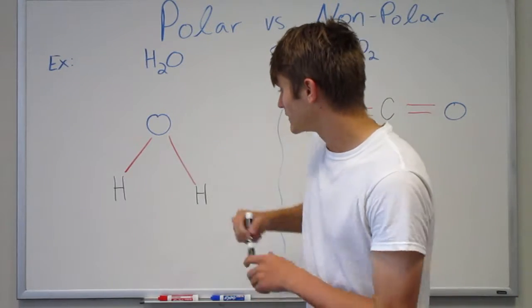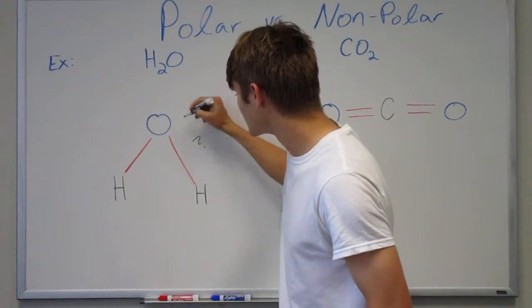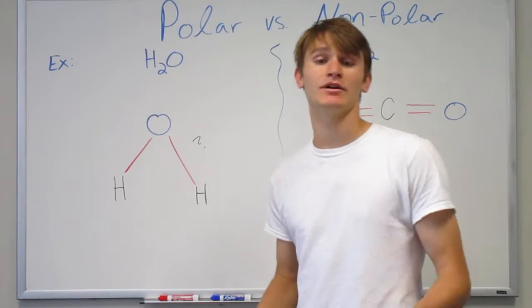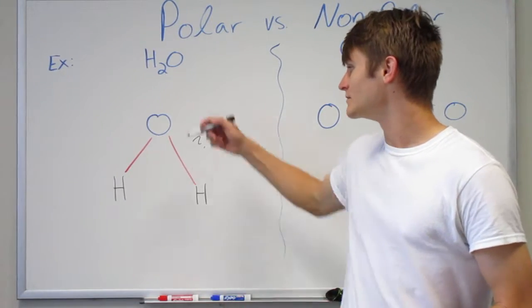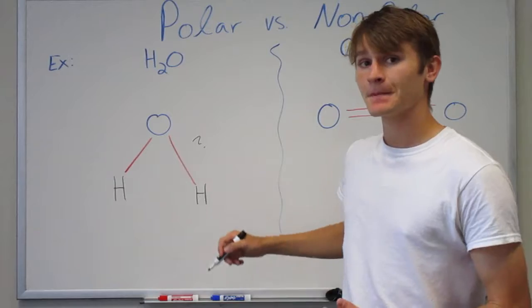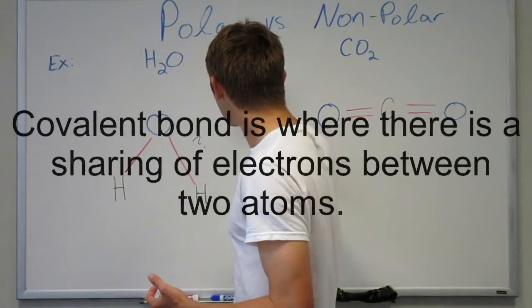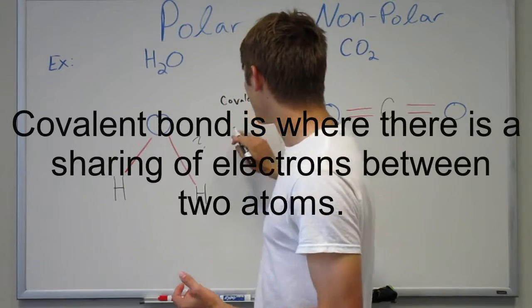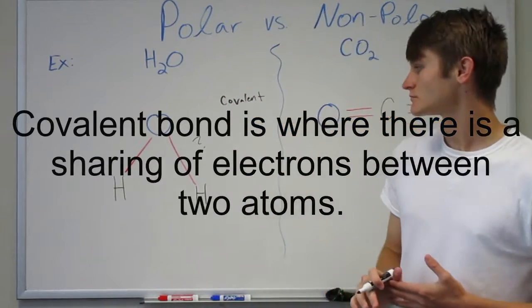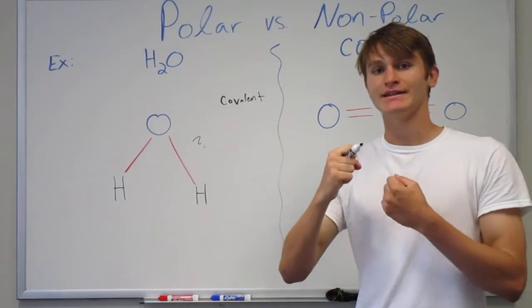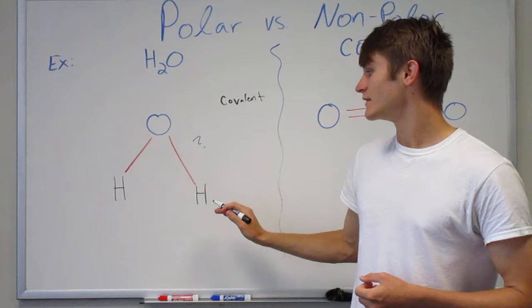Let me talk about this first. So what bond is right here? We're going to talk about the bond between the oxygen and hydrogen. Is it a hydrogen bond? Is it an ionic bond? Is it a covalent bond? What bond is between the oxygen and hydrogen? Well, it is a covalent bond. They share, and a covalent bond is when the electrons are shared between the oxygen and hydrogen.